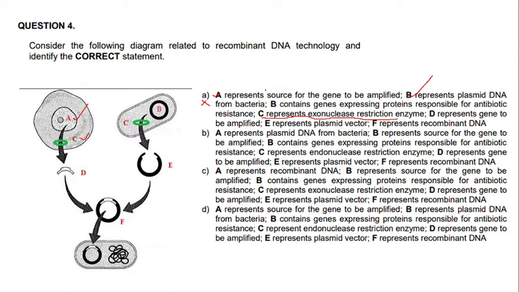Okay. So A amplifies plasmid DNA from bacteria. This option is also removed. A represents recombinant DNA. B represents source of the gene.